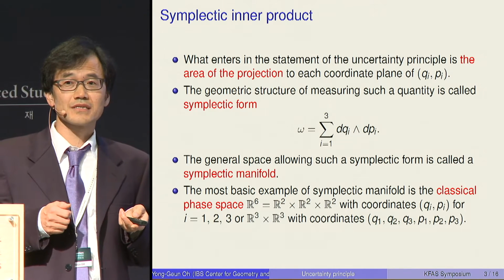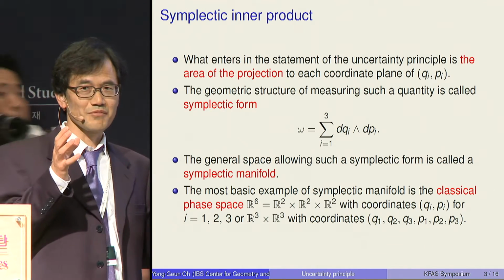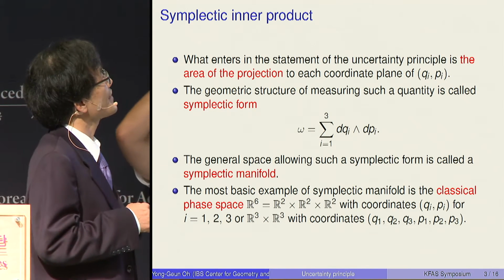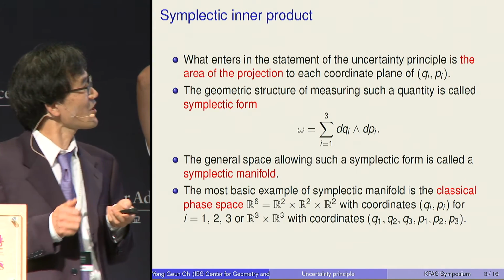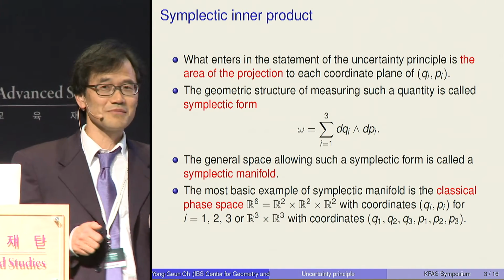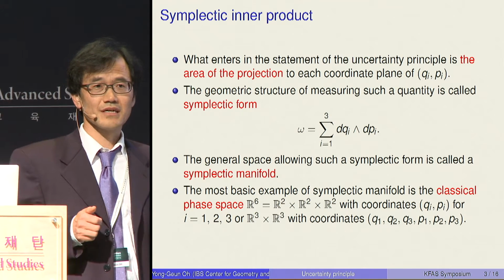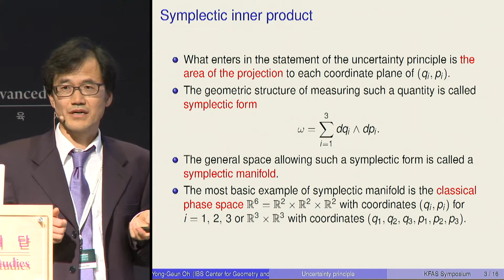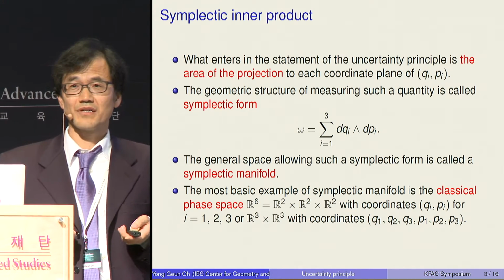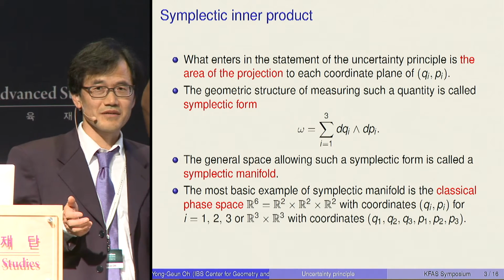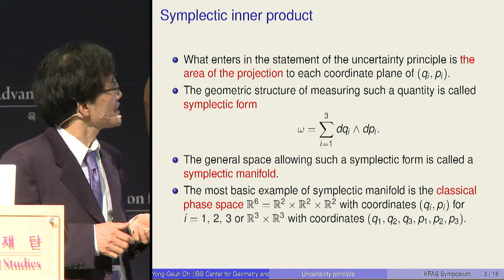This is basically the sum of the area of the projection of domain in so-called phase space. And the general curved space allowing such a symplectic form is called the symplectic manifold. And symplectic geometry is the study of the geometry of such an object. And the most basic example of symplectic manifold is nothing but our phase space, the classical phase space.